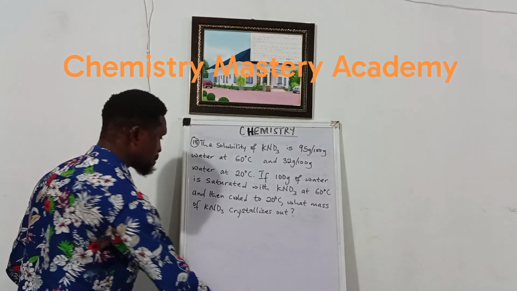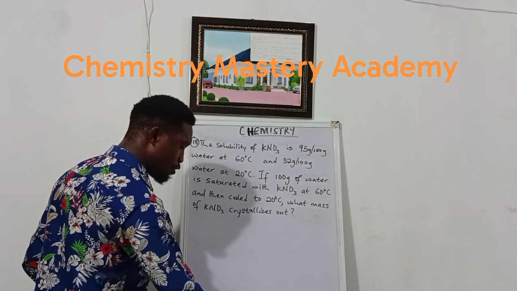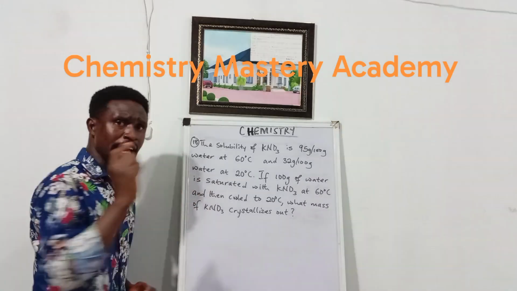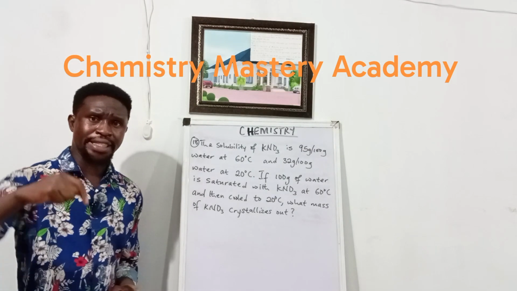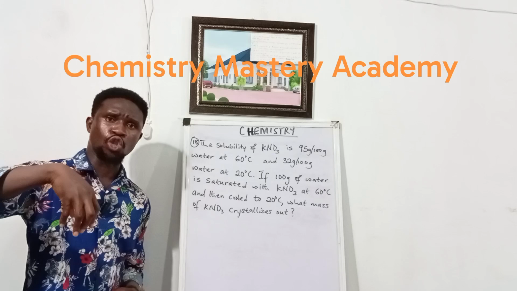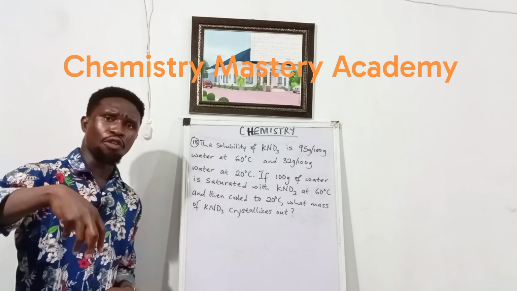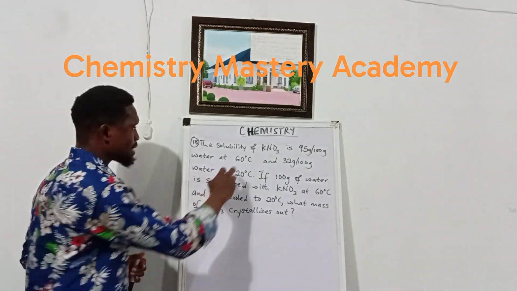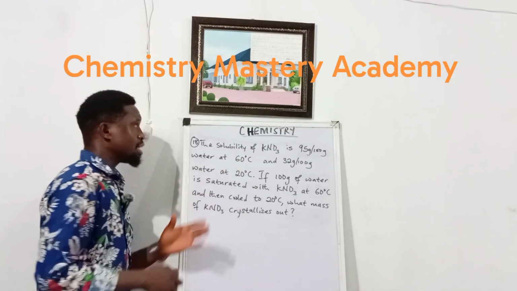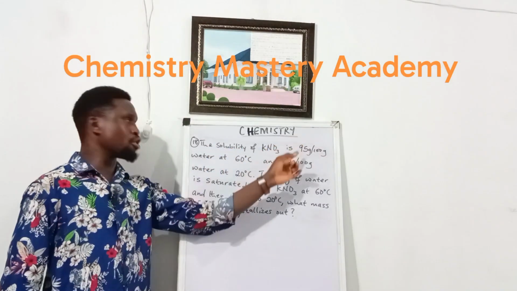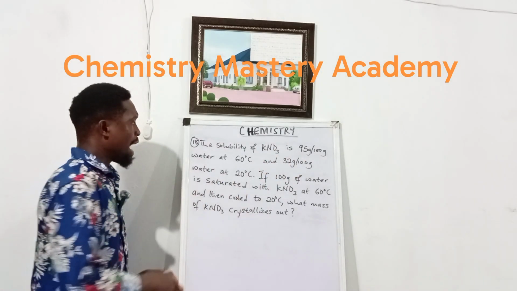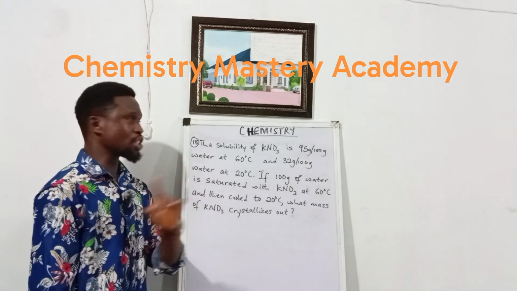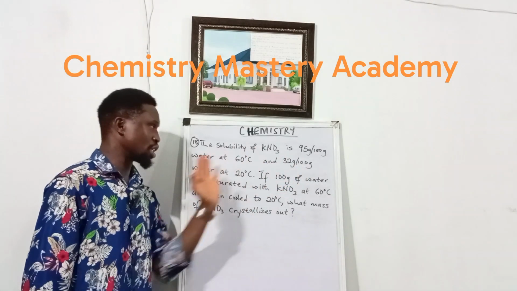So basically, what we need to be aware of in this question is that the temperature determines the amount of solute that will dissolve in 100 gram of water. As you can see, at 60 degrees Celsius, the solute that dissolved in 100 gram of water is 95 gram. At 20 degrees Celsius, that is about 1/3 of the first one, the solute that dissolved is 32 gram per 100 gram.